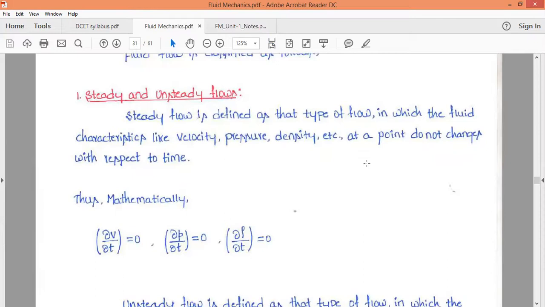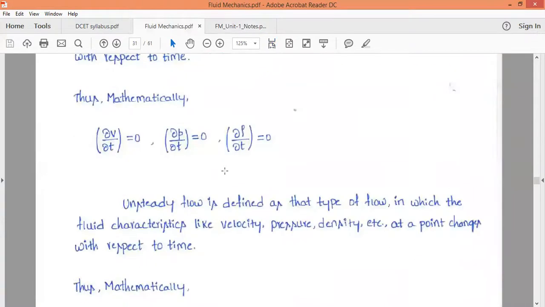it is defined as that type of flow in which the fluid characteristics like velocity, pressure, density, etc. at a point do not change with respect to time. Means if the properties of the fluid remain constant with respect to time. For example, at this moment of time, I am having the velocity of fluid as 5 meter per second. The next time interval also, if it remains the same, then we are going to say the flow is steady. Unsteady means if the characteristics of the fluid change with respect to time, that is called unsteady flow.